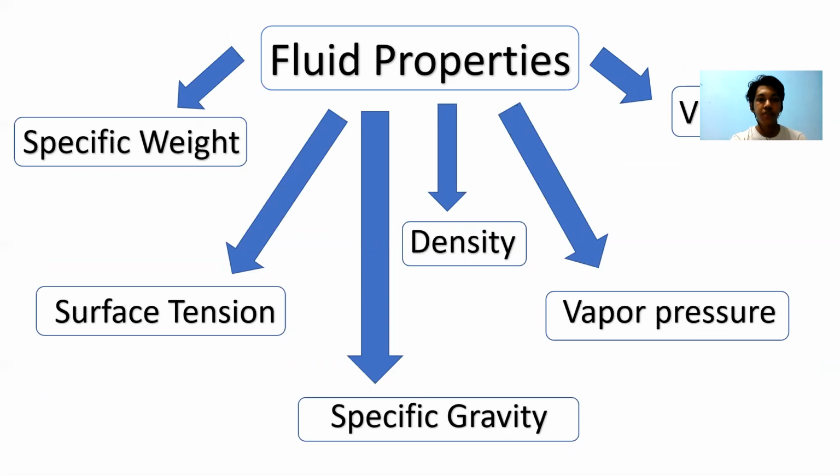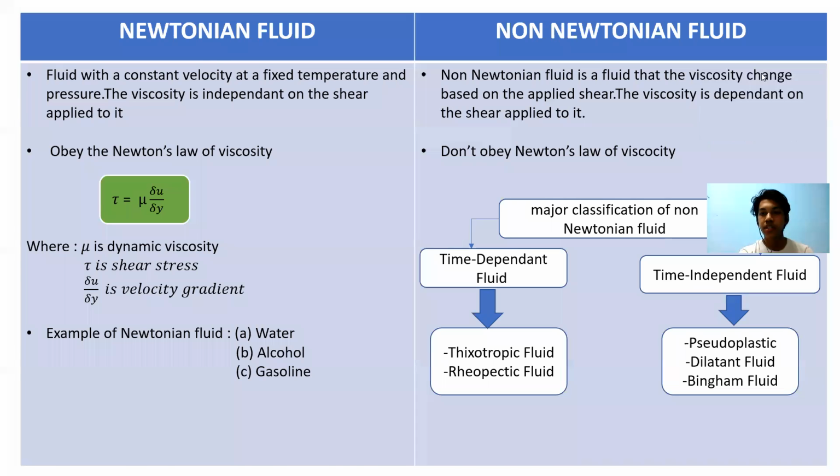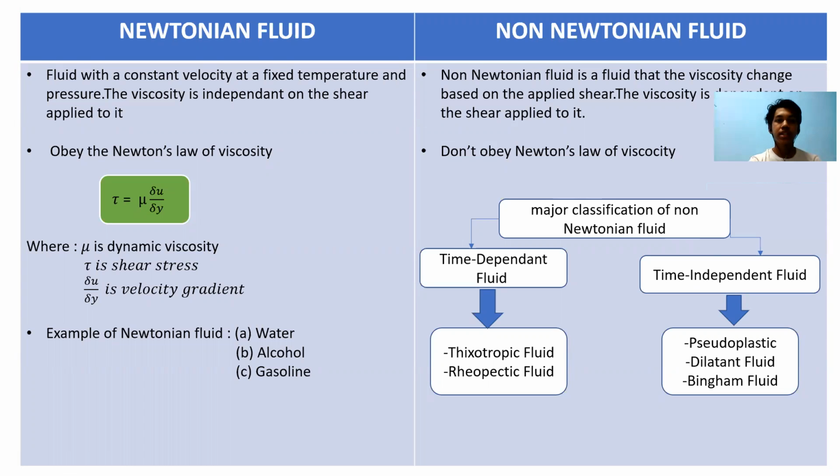There are specific weight, density, surface tension, specific gravity, vapor pressure, and viscosity. Next, we are going to move on to the Newtonian fluid and non-Newtonian fluid. So, what is the Newtonian fluid?